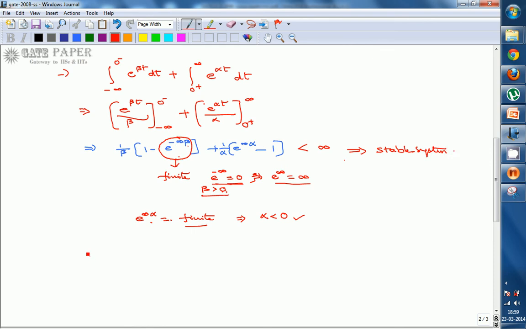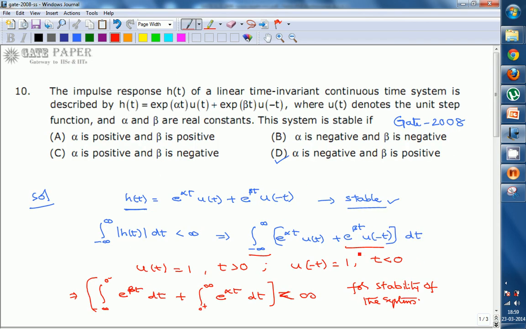So finally we can conclude that alpha is negative, that is less than 0, and beta is positive, that is greater than 0. That's the answer, option D: alpha is negative and beta is positive.